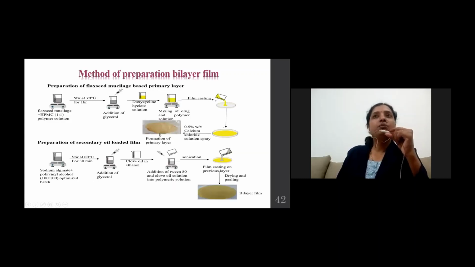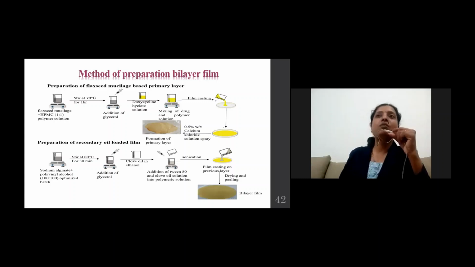So this is the method to prepare the bilayer film. I have prepared the primary layer first. That primary layer was coated with 5% calcium chloride solution, and over that the secondary layer is loaded. The primary layer mainly contains the flaxseed mucilage and HPMC. Those polymers are heated.